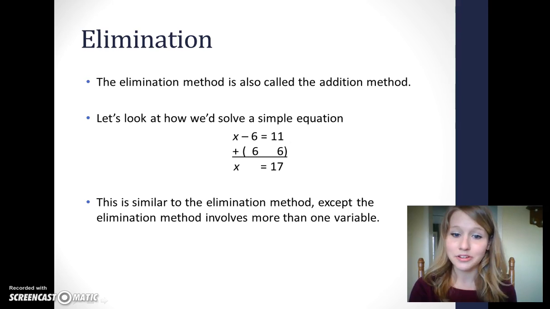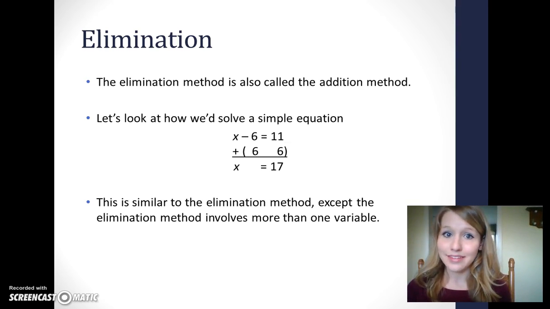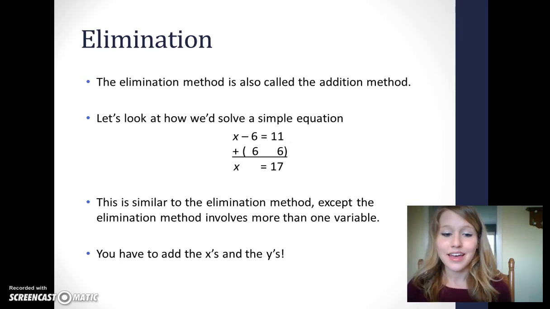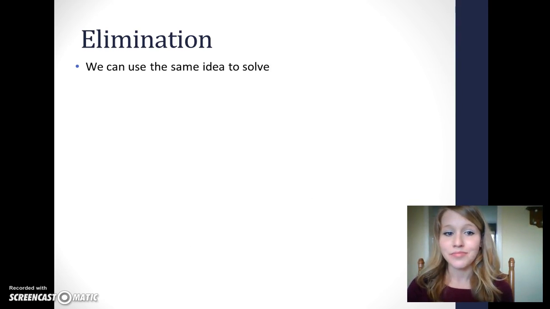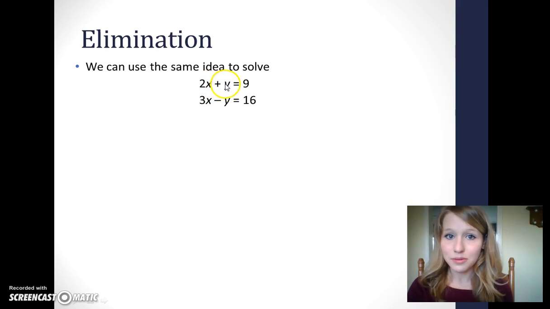So this is similar to the elimination method, except the elimination method involves more than one variable. We can have x and y, or we could have x and y and z, and you have to add your variables. So we can use the same idea to solve a system of linear equations, such as 2x plus y equals 9 and 3x minus y equals 16.